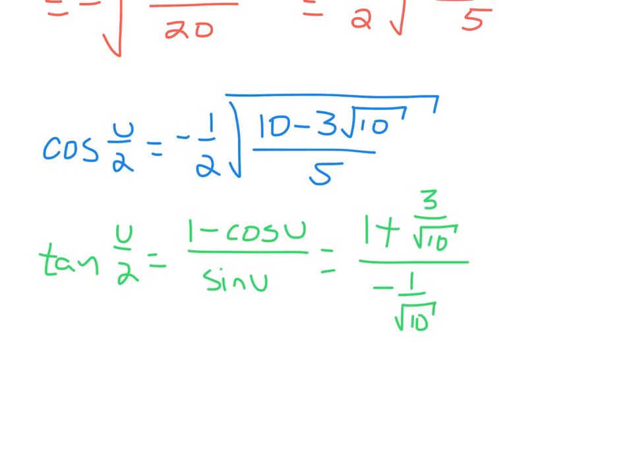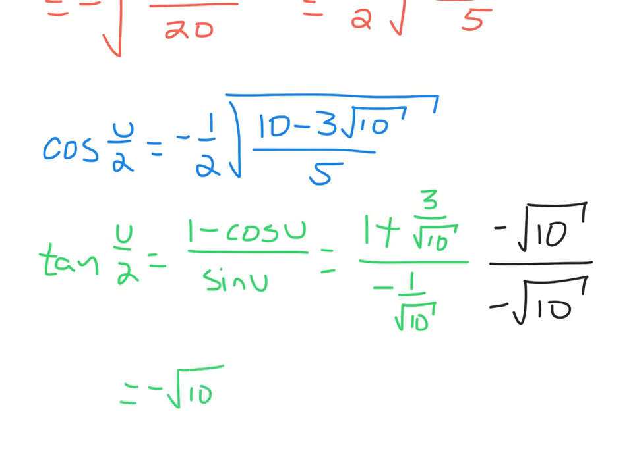And we can simplify this pretty easily. I'm just going to multiply both numerator and denominator by the negative square root of 10. That's going to leave us with a positive 1 in the denominator. And we'll get negative square root of 10 minus 3. And usually they write that as negative 3 minus radical 10.